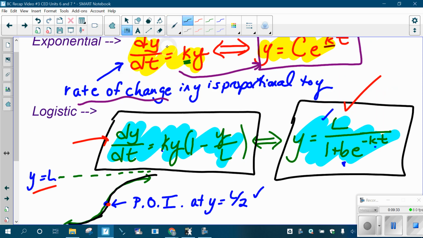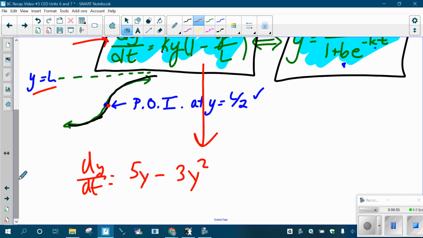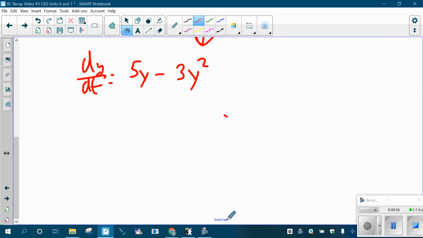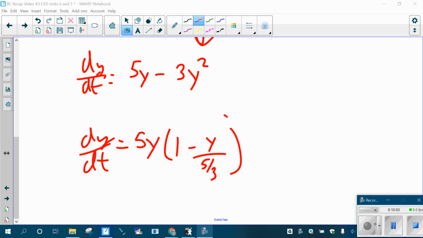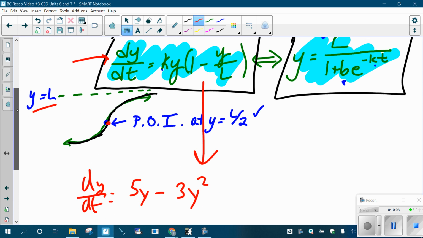about this is a lot of times your logistic growth differential equation won't look like that. It'll look more like this. And what you need to recognize is if it has a linear part and a quadratic part, and you can GCF out the y, and in this case the 5y, to make it look like that.